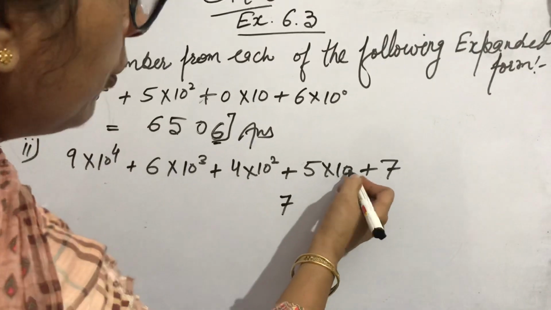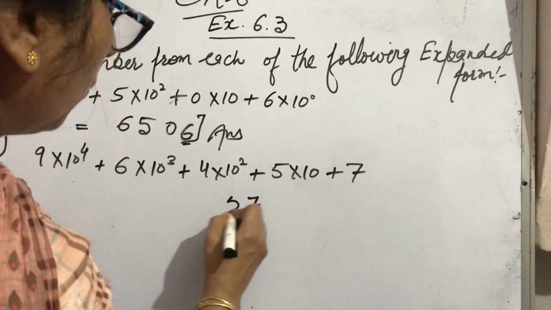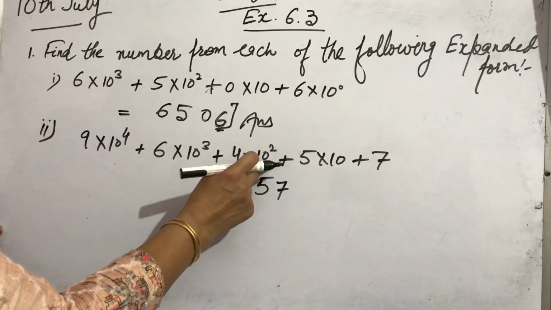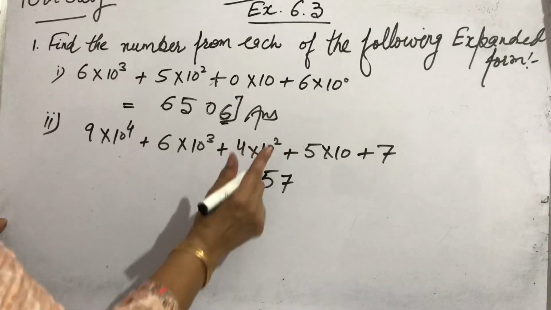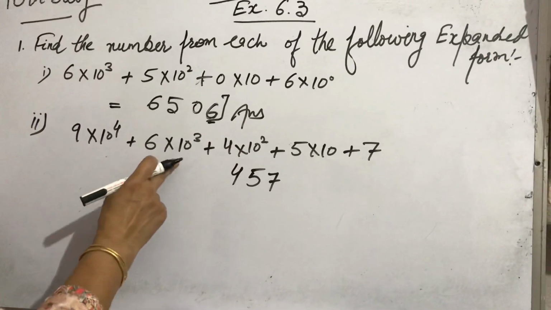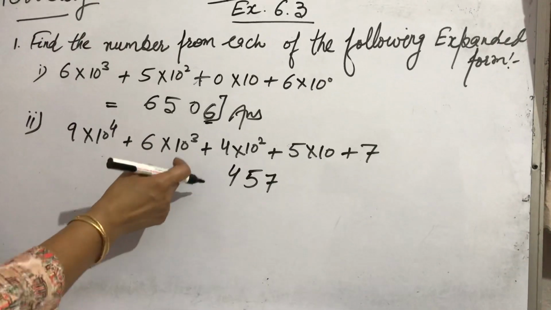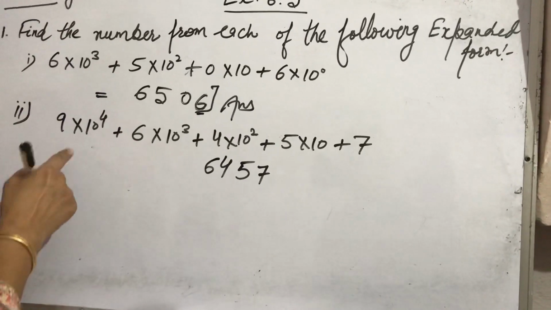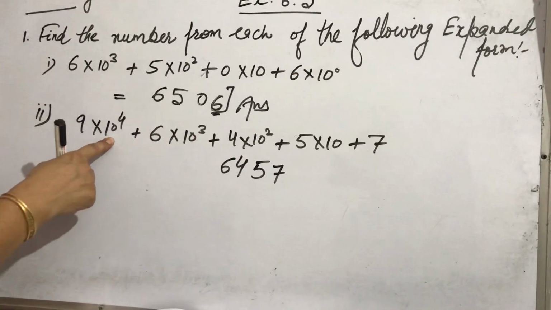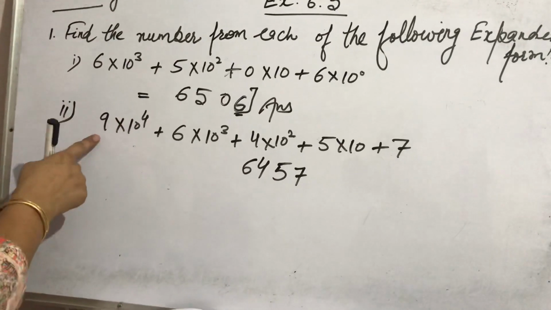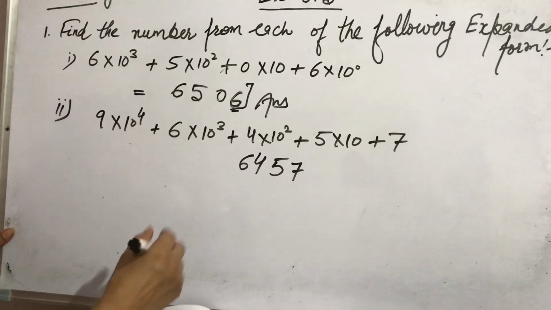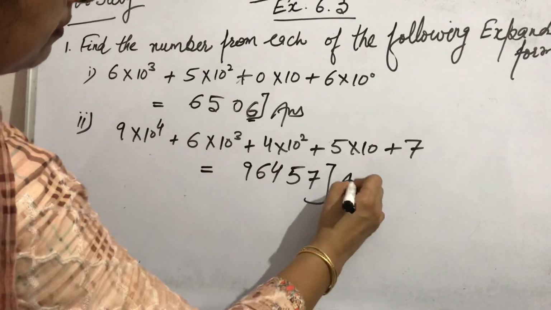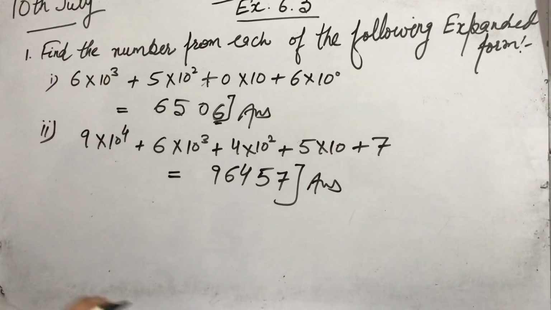Then 10 having power 1, 5 tens are 50, so write down 5, this is the tens place, and the previous is the ones place. After this, the place of 100, 4 into 100, 400. Then 10 raised to power 3 means 1000, 1000 into 6, 6000, this is the place of 1000. Now 10 having power 4 means 10,000. 9 multiply 10,000 will be 90,000. This is the place of 10,000. So this is the answer. Very simple parts are there.